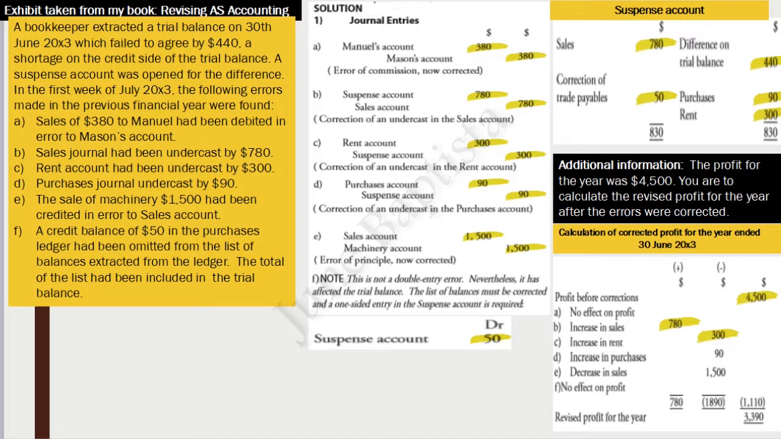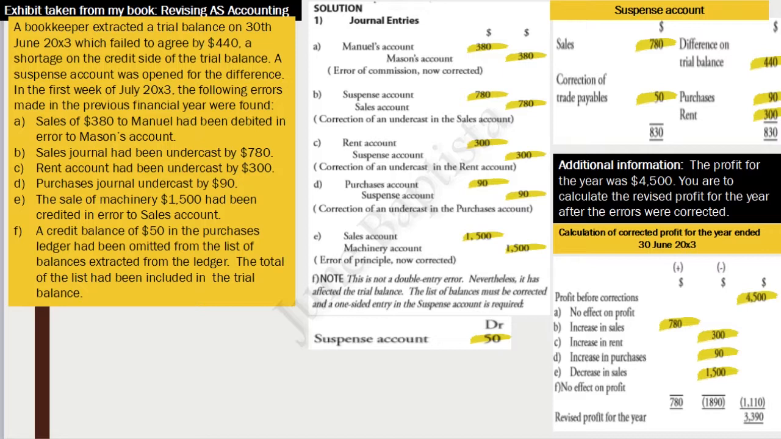Error D, there is an increase in purchases which is an expense. We will deduct $90 from the profit. Error E, there is a decrease in sales revenue. We will deduct that from the profit, $1,500. Error F, no effect on profit. On totaling the additions column, we get $780. On totaling the subtractions column, we get $1,890.